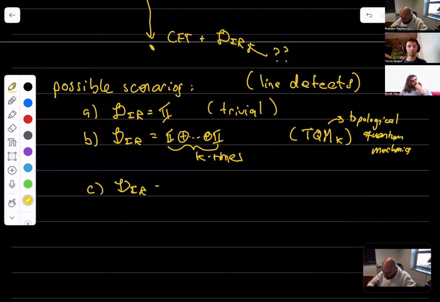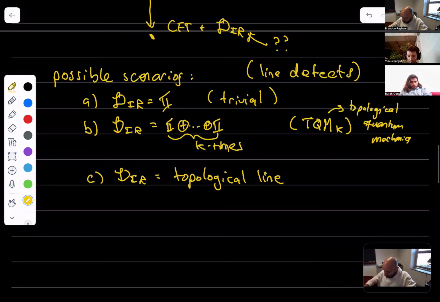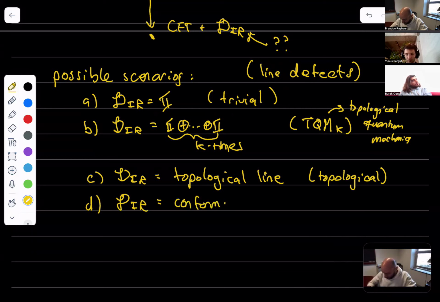Another possibility is that the line defect flows to some topological line operator. So we call this topological. And then finally, as was anticipated, the kind of maybe most interesting scenario is that the defect becomes conformal at long distances. And then you start to see non-vanishing one-point functions in the presence of the defect.